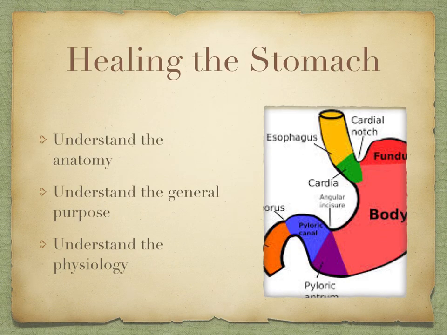So when we talk about healing the stomach, we have to understand some anatomy, general purpose of the stomach, and the physiology of the stomach. Now this picture here, it's not the greatest picture, but it shows the esophagus coming into the stomach. And that green part that is labeled cardia is really the cardiac portion of your stomach where the diaphragm goes over the stomach. So think of the diaphragm as a sheet that's laid over the stomach and separates the gut cavity from the pleural cavity where your lungs are.